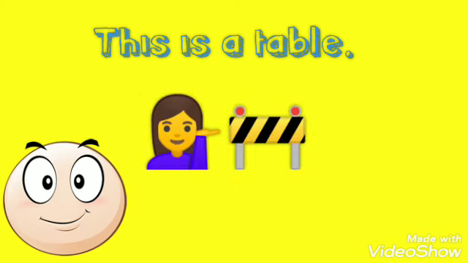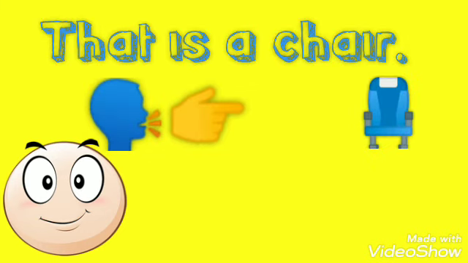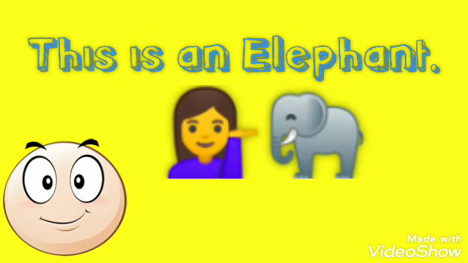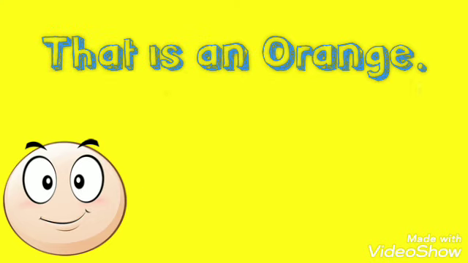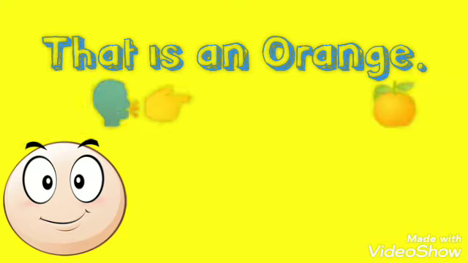This is a table. That is a chair. This is an elephant. That is an orange.